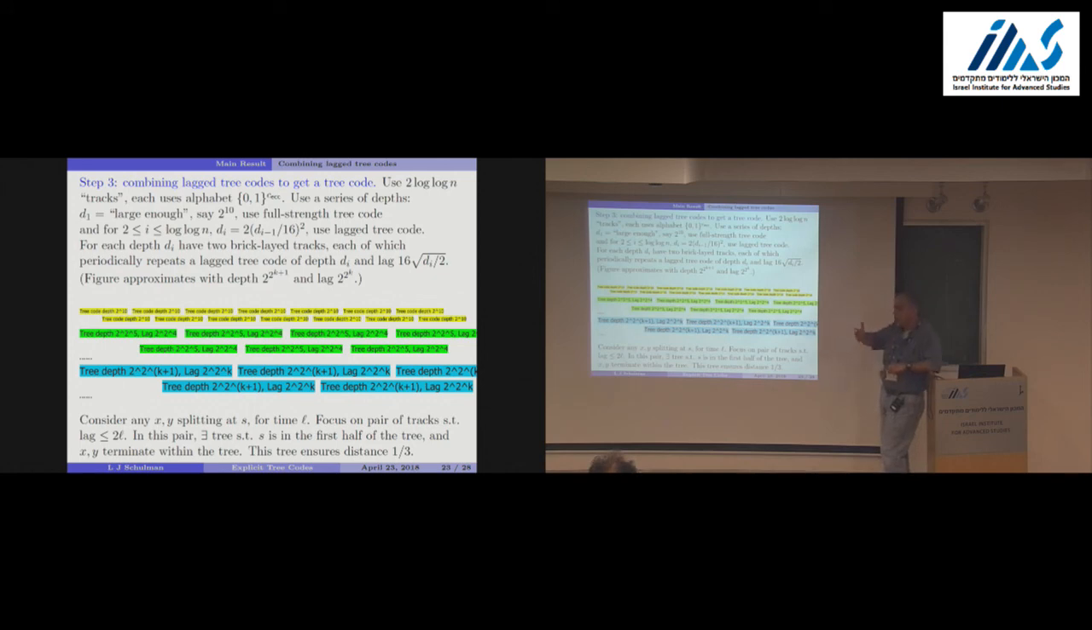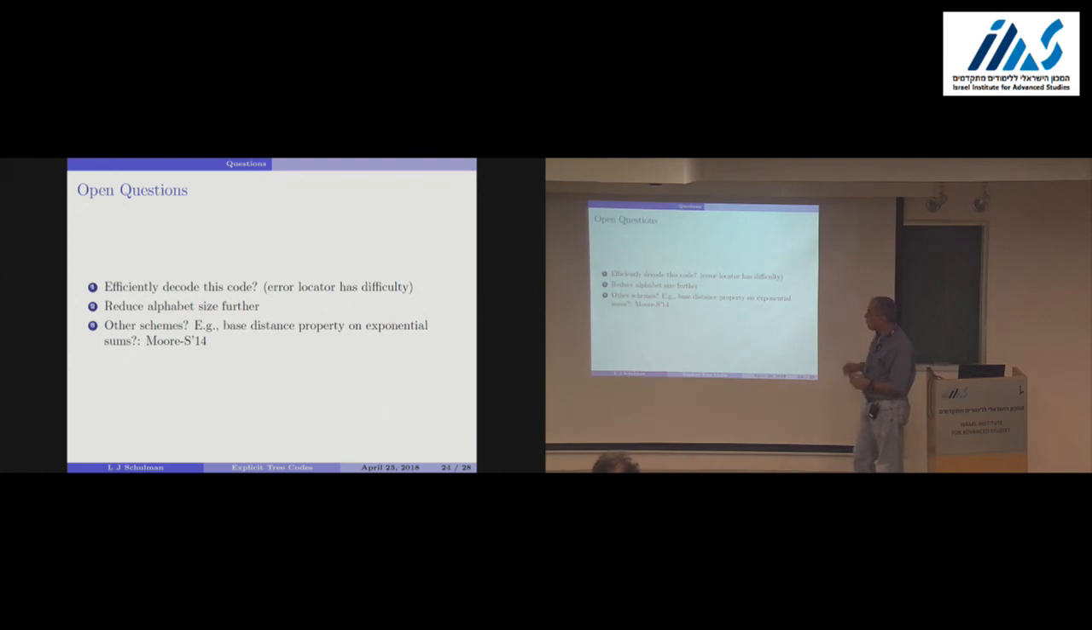So you get these separate tracks. At the very lowest, the first pair of tracks, you just repeat some tree code, bricklaying them, but then you go up by these squares every time. Okay, so that's the whole construction, and because you're squaring L every time you go through this process, the whole rate is log n.